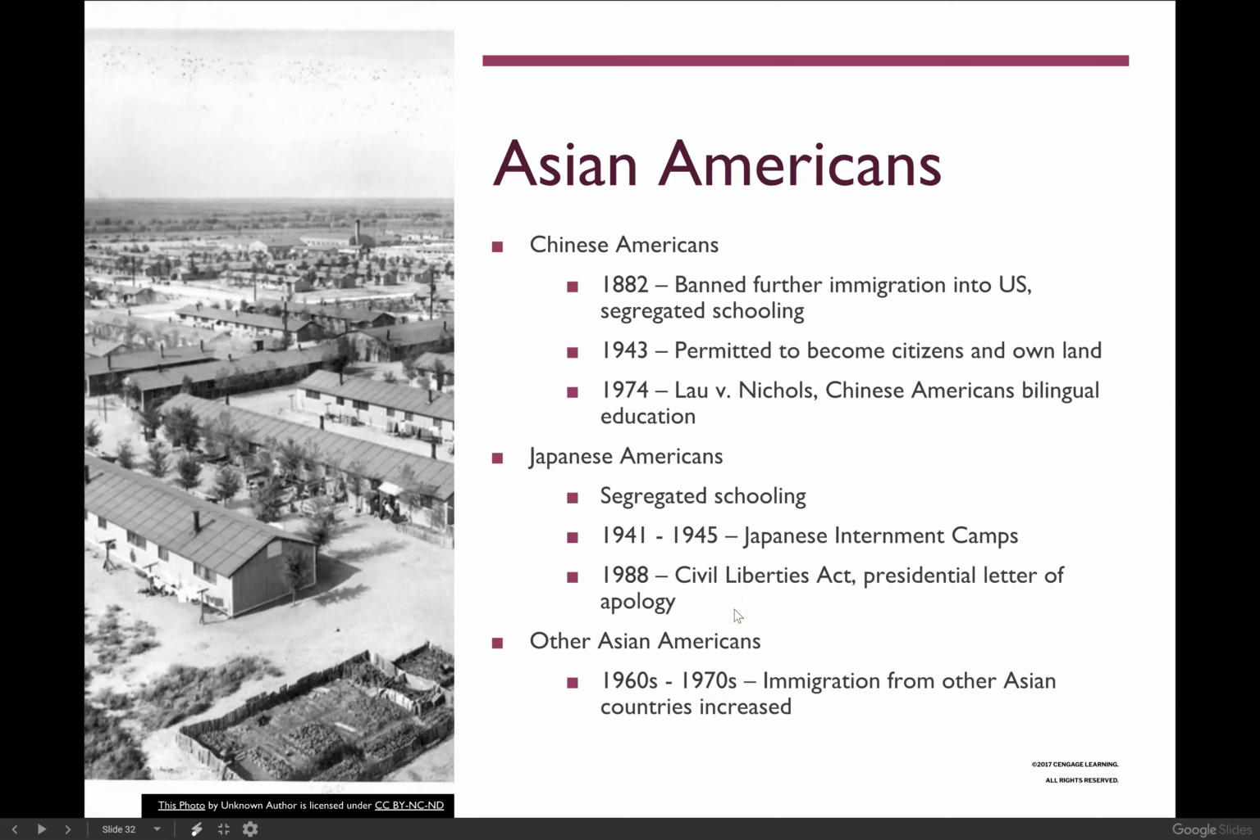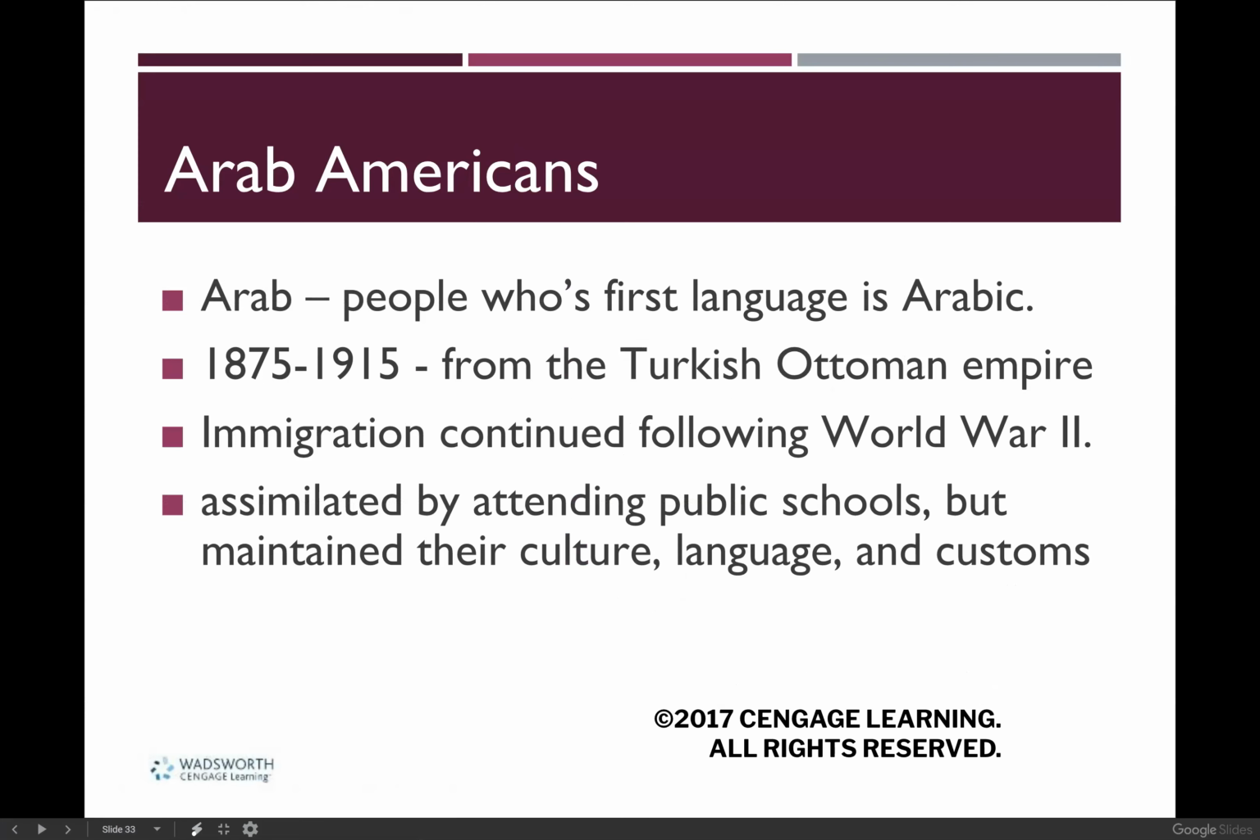In 1988, so not until the late 80s, was the Civil Liberties Act passed, and this is where there's a presidential letter of apology for the Japanese internment camps. Other Asian Americans continued to come to the U.S. Immigration in the 1960s and 70s was really one of the increasing points in Asian immigration to the U.S.